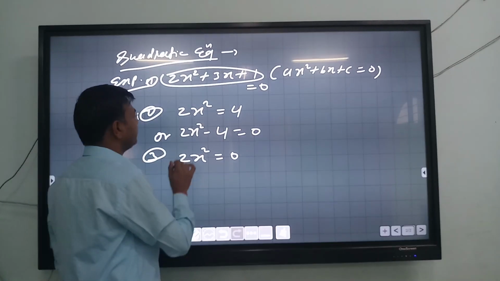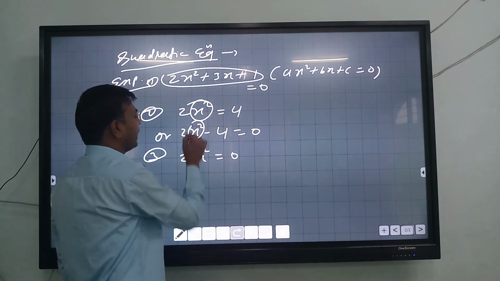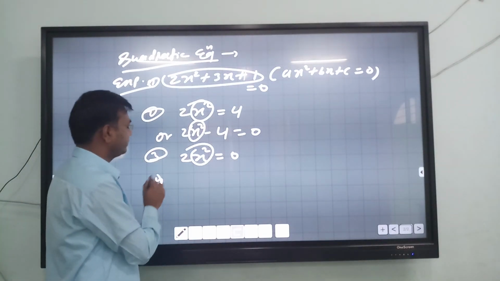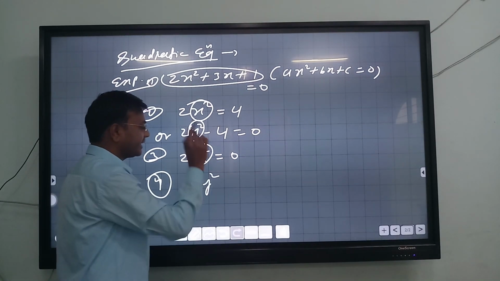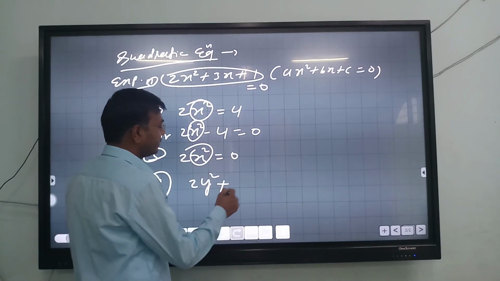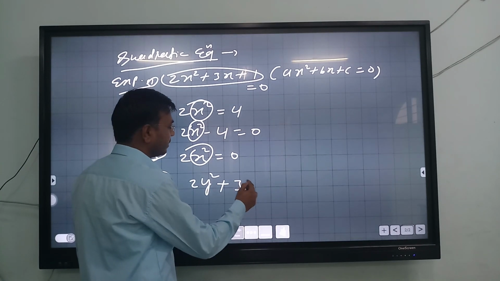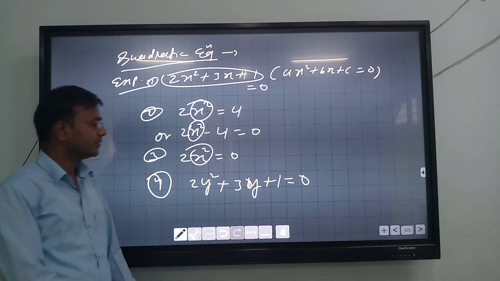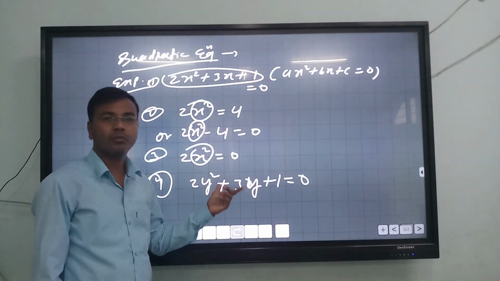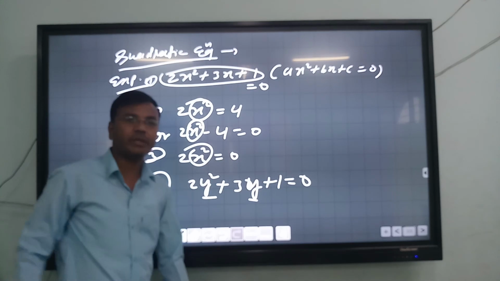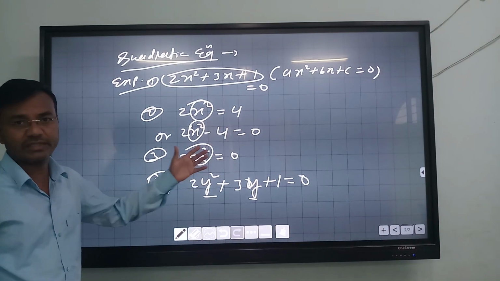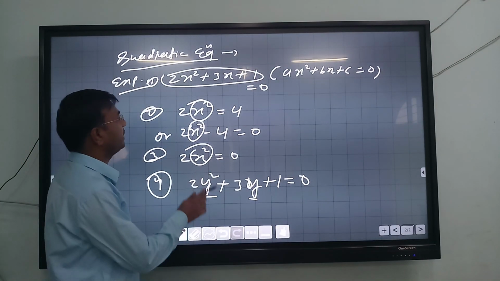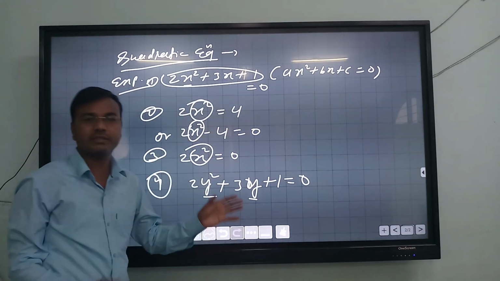So make sure there must be x square, or there may be another variable, like, suppose we take the variable y, 2y square plus 3y plus 1 equals 0. So this is a quadratic equation in y. The variable could be any letter like x, y, z, but in most of the questions in this topic we will be using the variable x only.